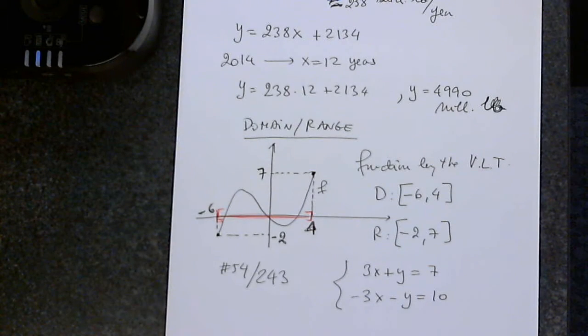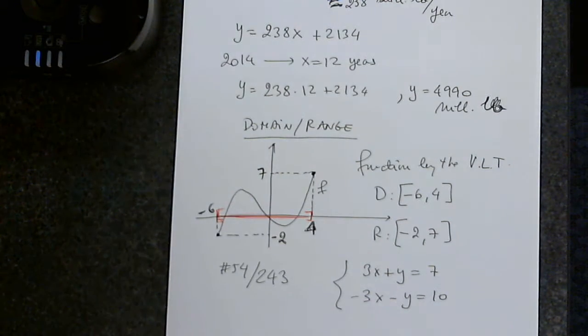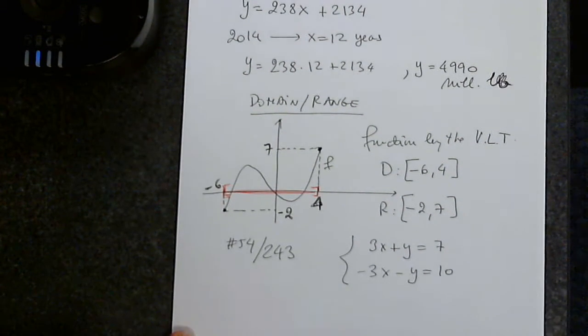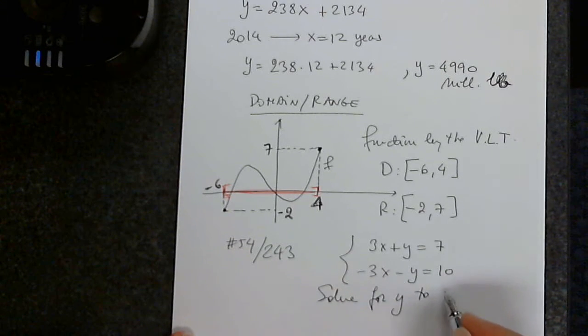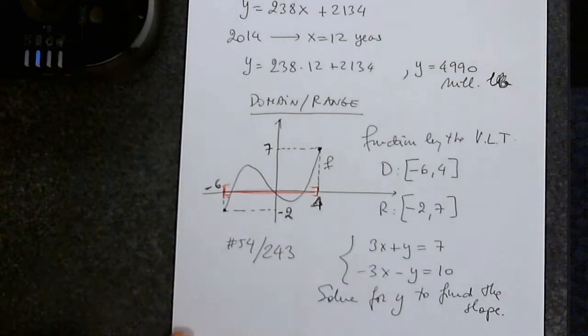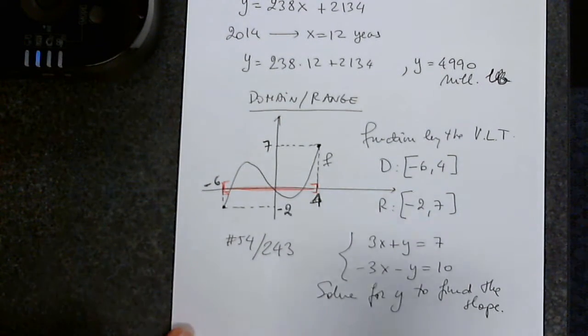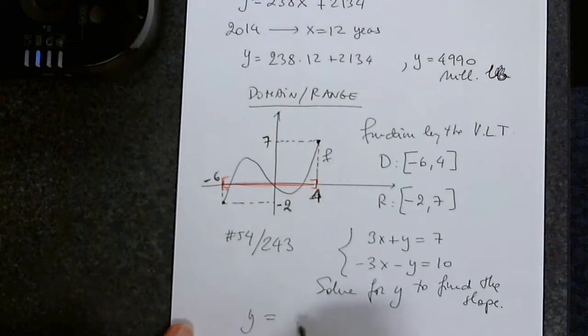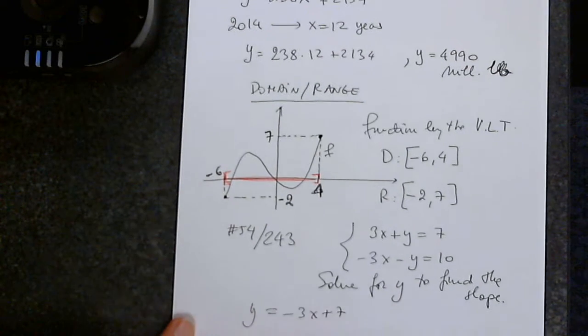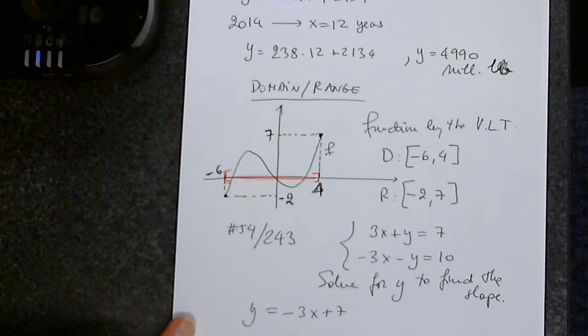In order to find the slope of each line, what do I need to do? Solve for y. Yes, you're right. You said it in a different way. So solve for y to find the slope. So can anyone give us the first equation solved for y? y equals negative 3x plus 7. And can anyone give us the second equation solved for y?